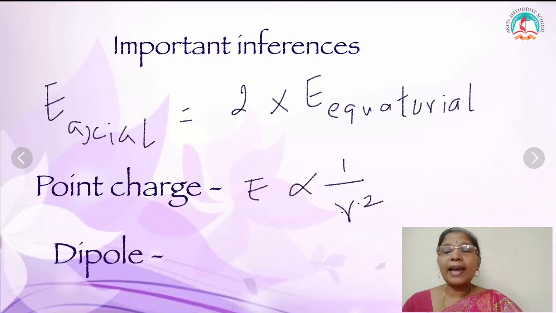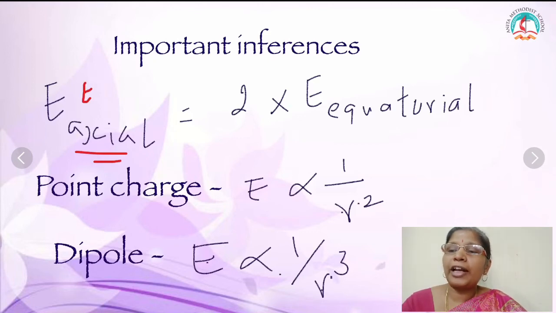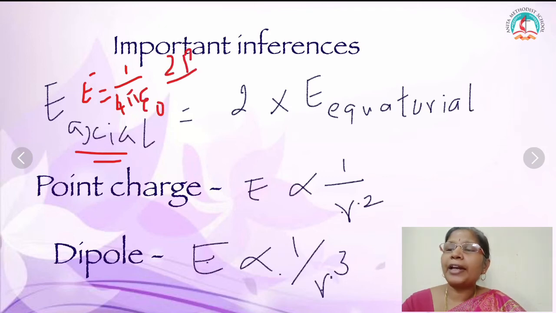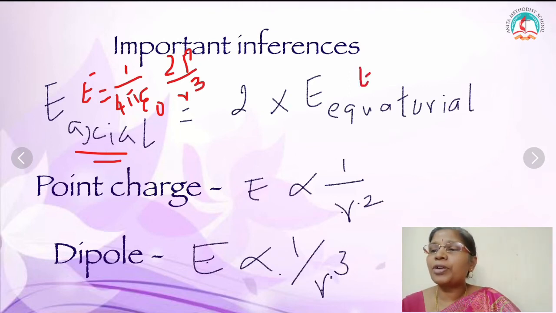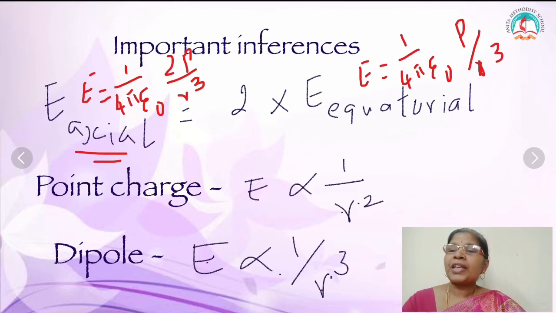I am comparing the E axial value and the E equatorial line value. Remember what is the value of E axial? E axial, the total electric field value, is equal to 1 divided by 4 pi epsilon 0, 2p divided by r power 3. E equatorial line electric field value is equal to 1 divided by 4 pi epsilon 0, p divided by r power 3. So when you compare, E axial value is equal to 2 times E equatorial.